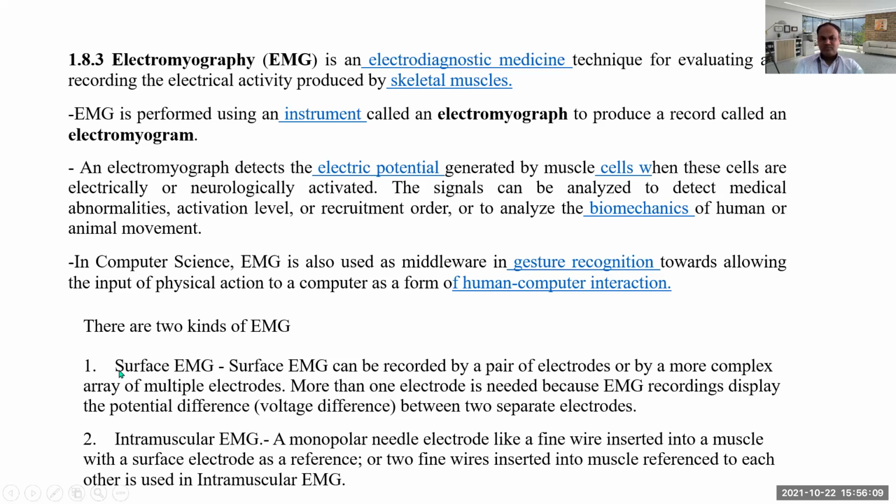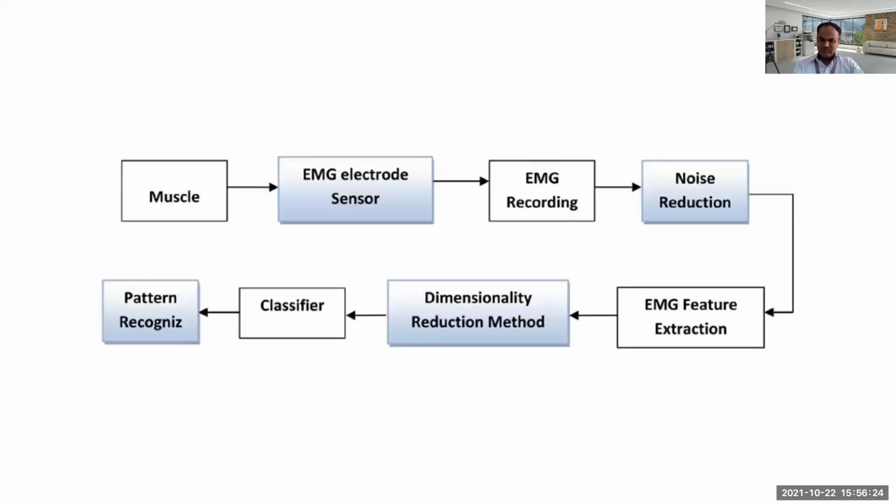There are two kinds of EMGs. We have to remember: surface EMG and intramuscular EMG. We are not going to go into details of intramuscular EMG in engineering. Surface EMG is sufficient for us to detect the surface activities of any object.